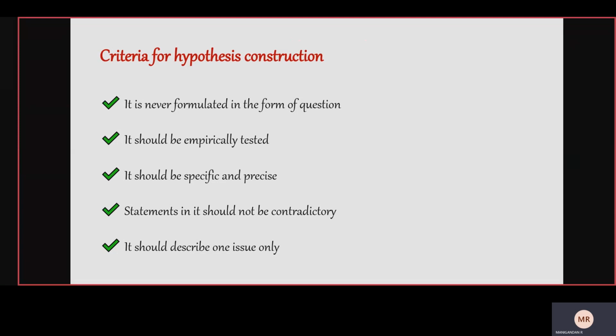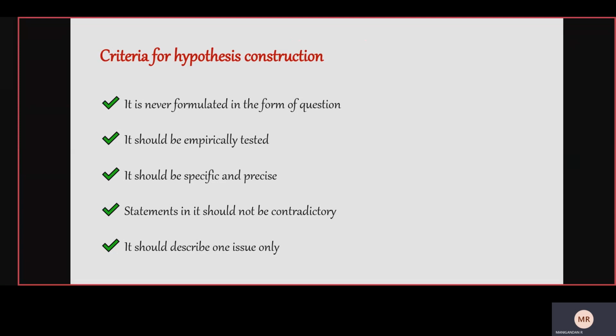It should be empirically tested, whether the data turns out to be good or bad. Next, it should be specific and precise. Whatever statement you make for the research hypothesis should be specific, and the statement should not be contradictory. You cannot use a contradictory statement, because you have to prepare the hypothesis construction based on the objectives and the research question.